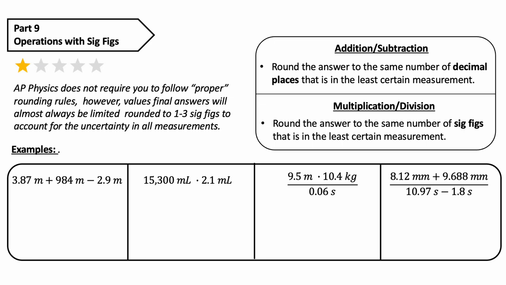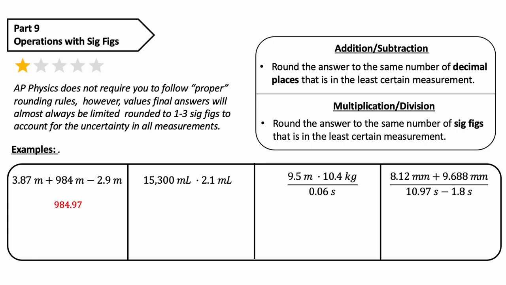So if we are adding or subtracting, the first rule is always do the math. Whenever we're given a problem, we want to use a calculator, plug these numbers in, and do the math that it tells us to do. But what we are doing here is rounding this to make our answer a little bit less exact. When we are doing this for addition and subtraction, we just need to worry about the decimal places of our numbers. And so if I have 3.87 meters plus 984 meters minus 2.9 meters, it's weird that we're adding these measurements and they're not all to the same number of decimal places.